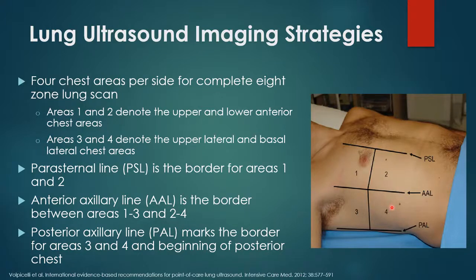The parasternal line is the border for areas 1 and 2. And of course, when you get into the sternum, you start to have a lot of dropout. The anterior axillary line is the border between areas 1 and 3, and 2 and 4. This is pretty much the upper and the lower regions. And then the posterior axillary line marks the border for areas 3 and 4 and the beginning of the posterior chest. So in looking at these different regions, it's good to know, because we'll be talking about these different regions as we go over some of the findings and some of the actual ultrasound scans that you would find.